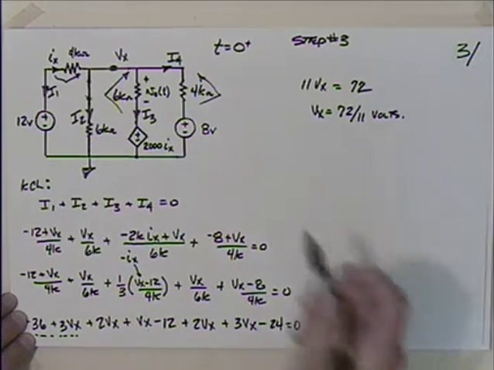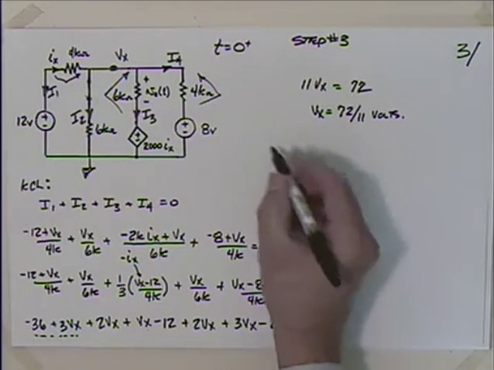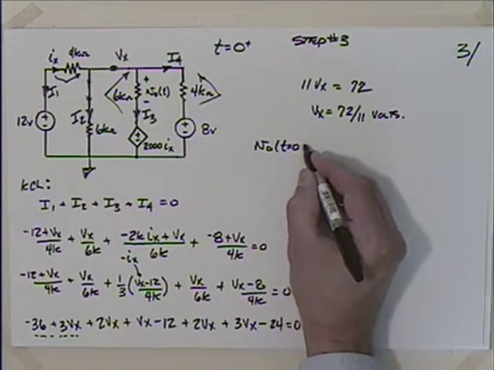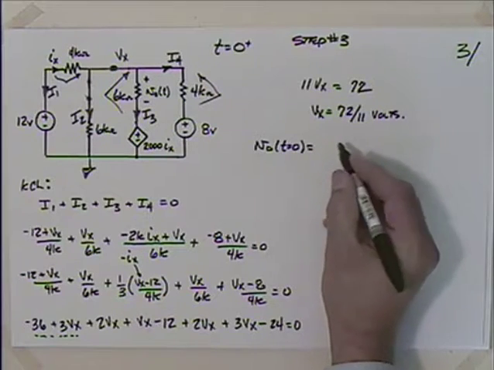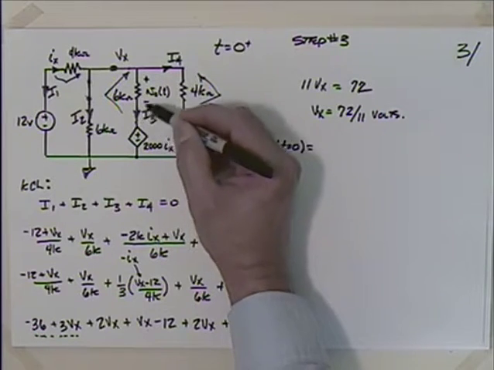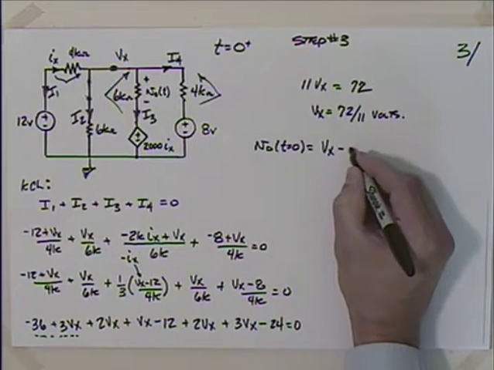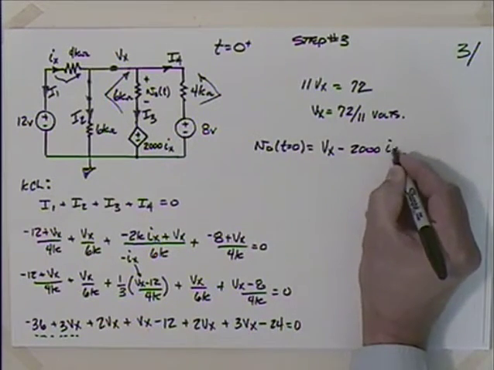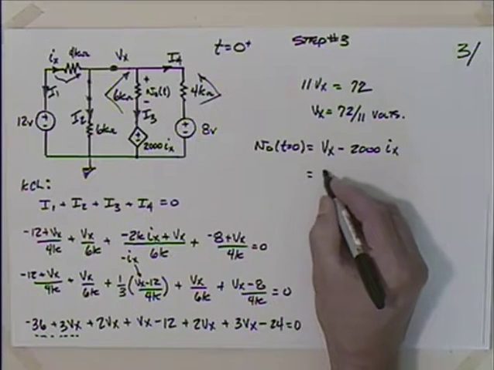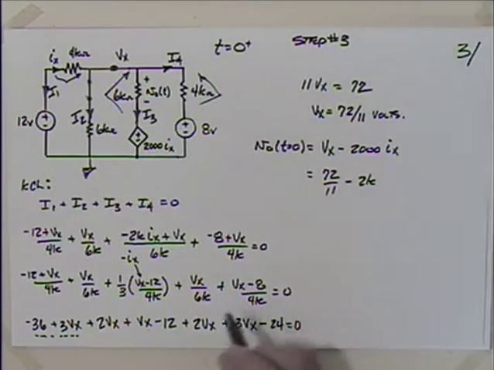So what are we looking for? We're looking for V naught. So I could say then that V naught at t equals 0 plus is going to be equal to this total Vx, but then I have to subtract off, because I'm just looking for the voltage there, that 2000 Ix, right? So minus 2000 Ix plus Vx again.